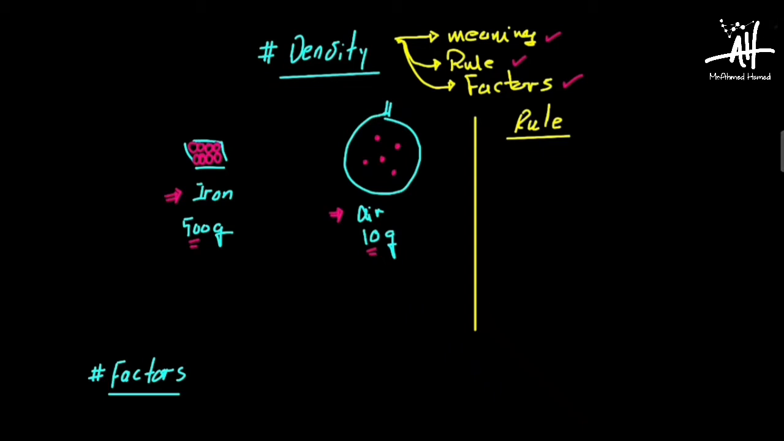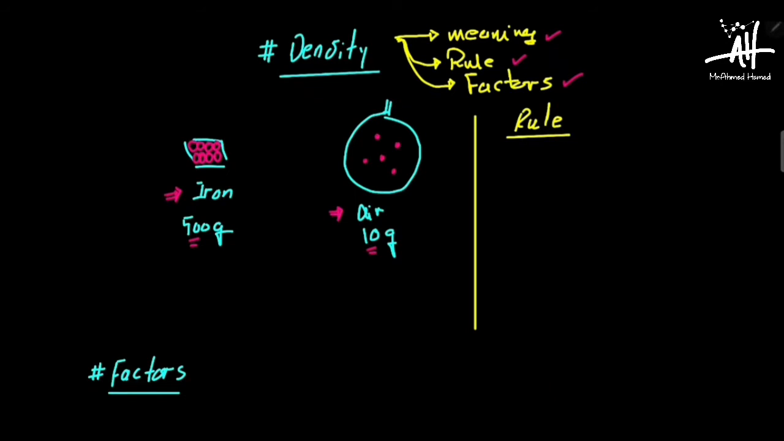So the small piece of iron contains a huge amount of particles, and they are heavy. But the huge volume of the air balloon contains a small amount of particles, and they have a small mass. So that is what we call the density. The density is related to two main properties inside the material: the particles are heavy or not, and they are close to each other or not.